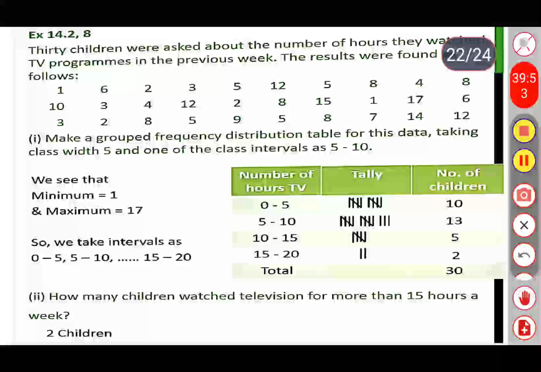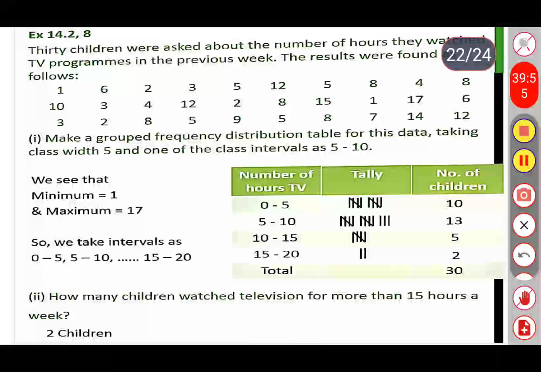Okay, let's see the next question. 30 children were asked about the number of hours they watched TV programs in the previous week. The results were found as follows. Make a grouped frequency distribution table for this data taking class intervals of size 5, with one of the class intervals as 5 to 10.